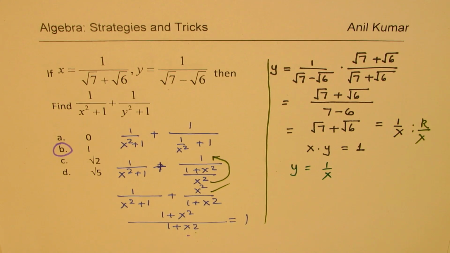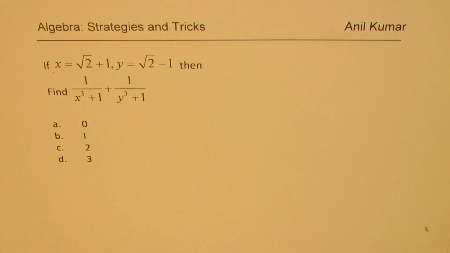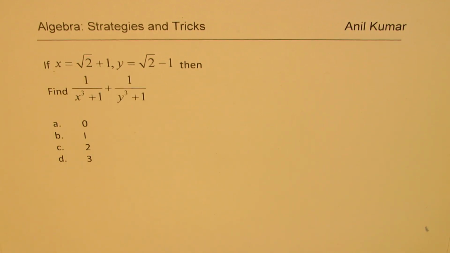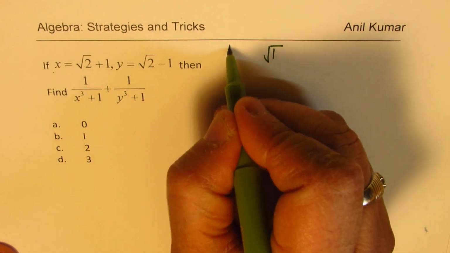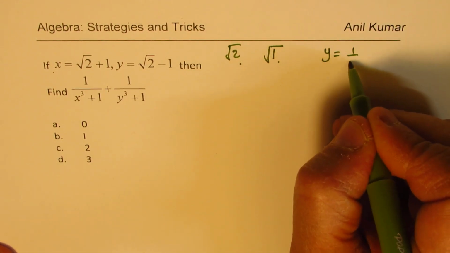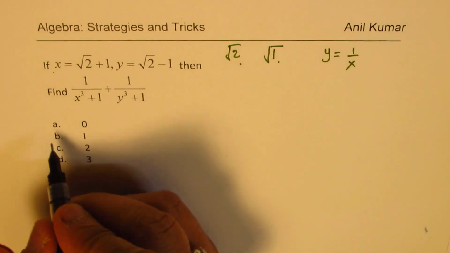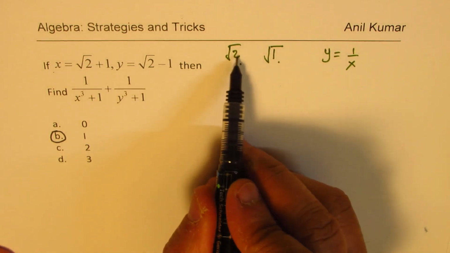Do you get the idea? So that is how we could easily solve the question. Now here is the test question for you. Sometimes we could just write it straight away. x is square root of 2 plus 1 and y is square root of 2 minus 1. Here also 1 means square root of 1, right? So the difference between the two is 1. Therefore, clearly here also y will be equal to 1 over x. You can apply the same strategy here and figure it out. The answer has to be 1, correct? So as soon as you see this question, your answer is 1. You know it, right?